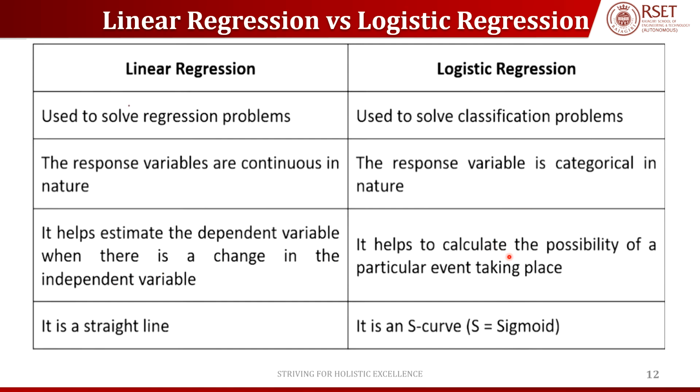Now here we are going to calculate the possibility. Just now I mentioned the possibility for a particular event taking place. It is the probability value. And based on that probability value, we will decide the class to which the data point can be assigned. In linear regression, the model is a straight line, whereas in logistic regression, it is a sigmoidal curve, which is an S curve. That's all.